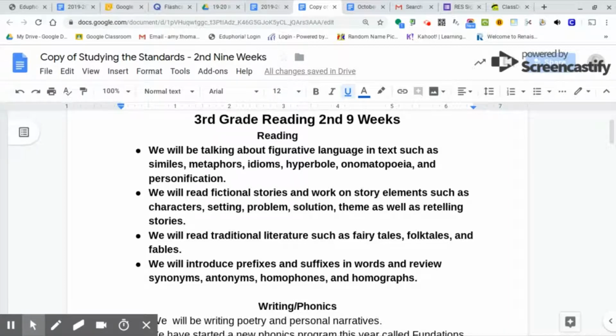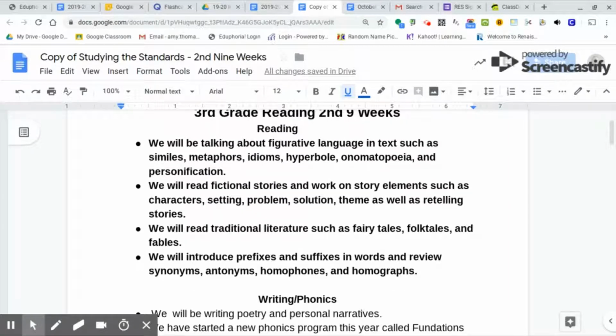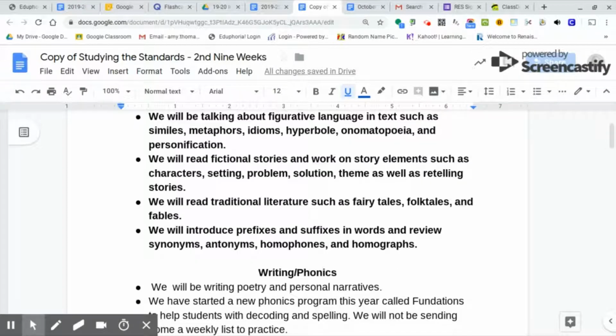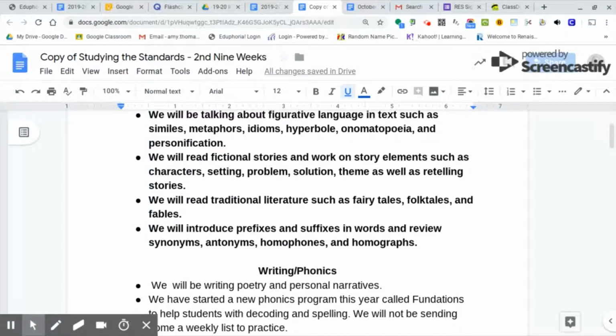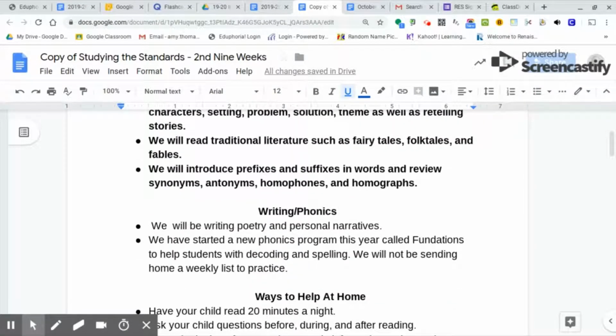And we're also going to be really working on retelling the stories and diving deeper into fiction. Once we finish just fiction, we're going to move into traditional literature and read fairy tales and folk tales and fables. And we'll be talking about point of view and author's craft in that as well. Something new this 9 weeks will be prefixes and suffixes in words. And then we're going to continue to review synonyms and antonyms, homophones, and homographs.